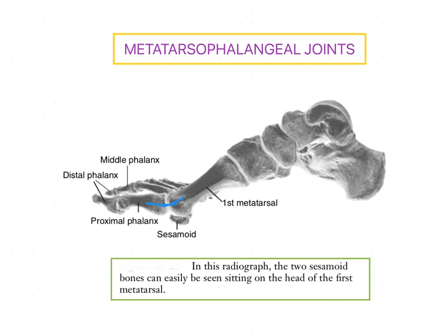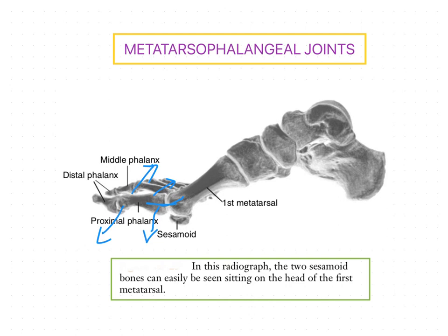One is extension as well as flexion. Extension is called dorsiflexion and the other is plantarflexion, that is flexion, and abduction and adduction movements. So these are the movements which take place in the metatarsophalangeal joint.